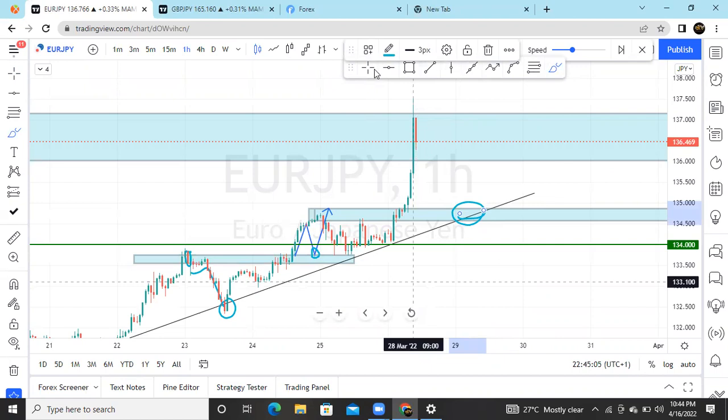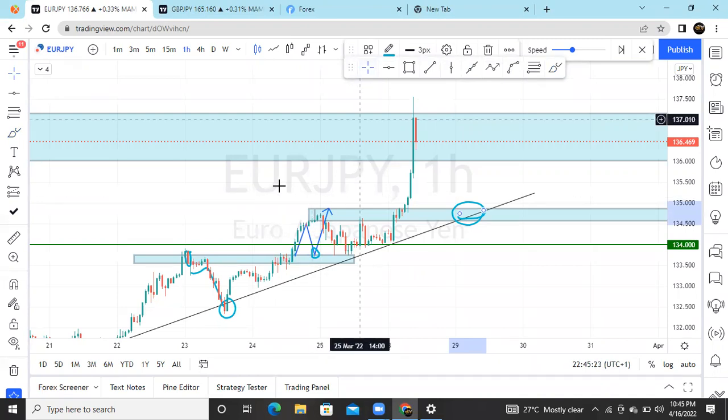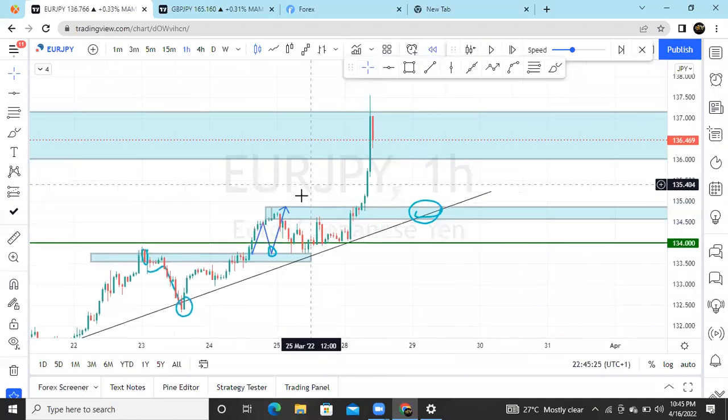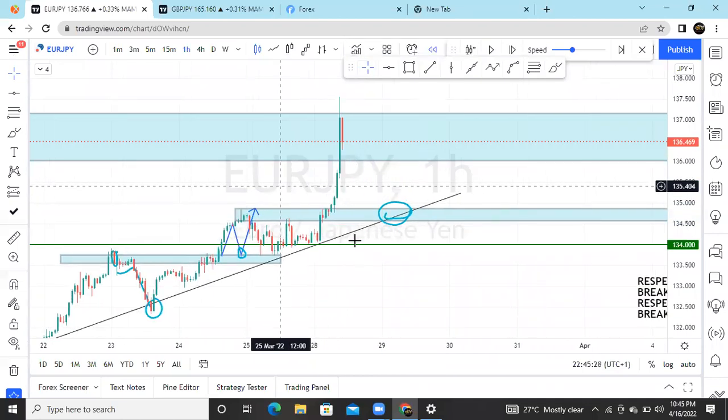So I would look for a respect of that zone and look for candles to confirm my entry, if the market is going to respect that point and continue to go up. Or else, if there's a break of structure below the trend line, then I would look for a perfect entry for a sell.